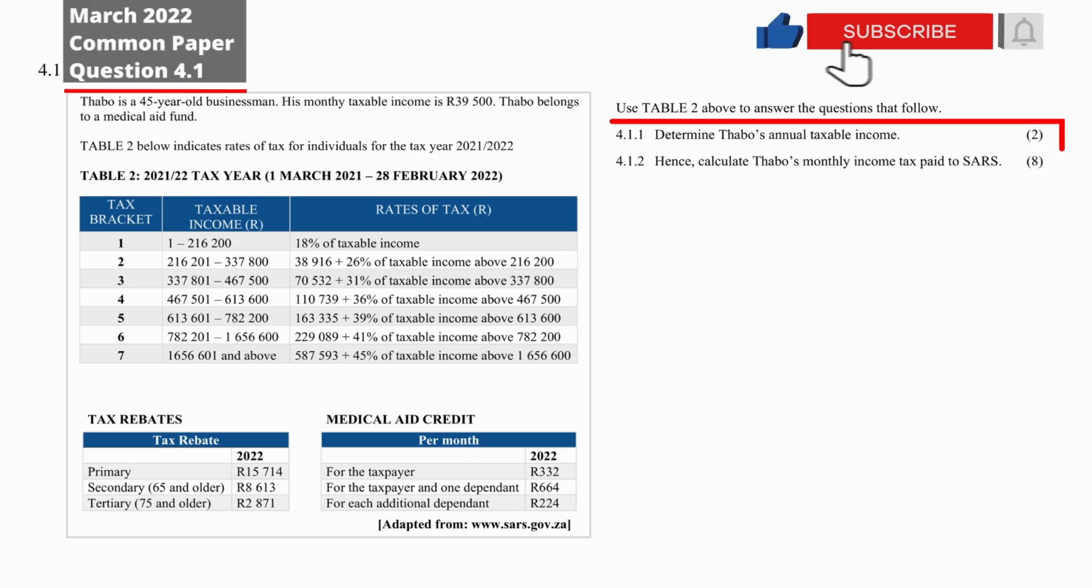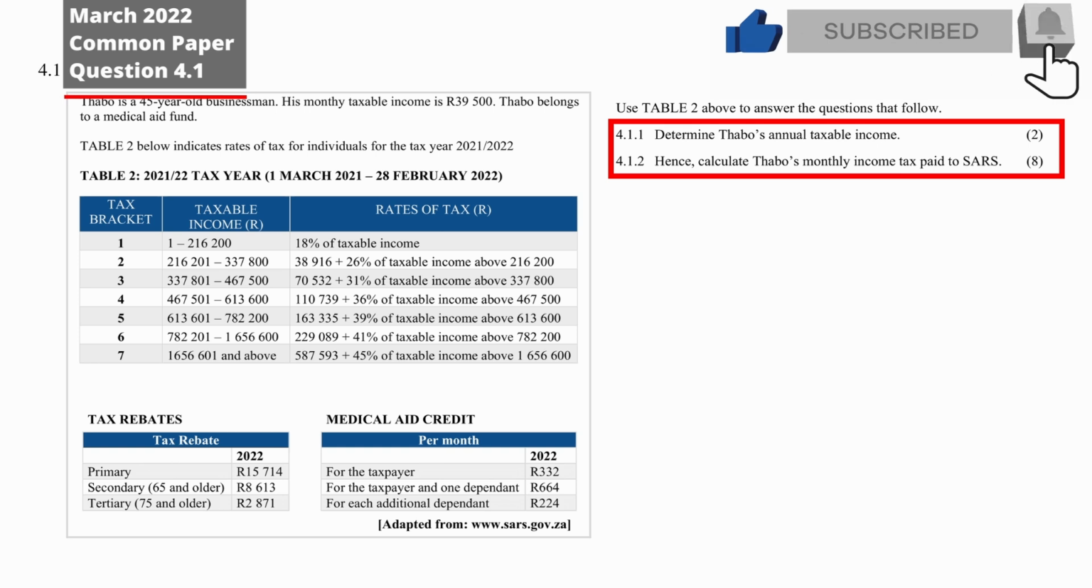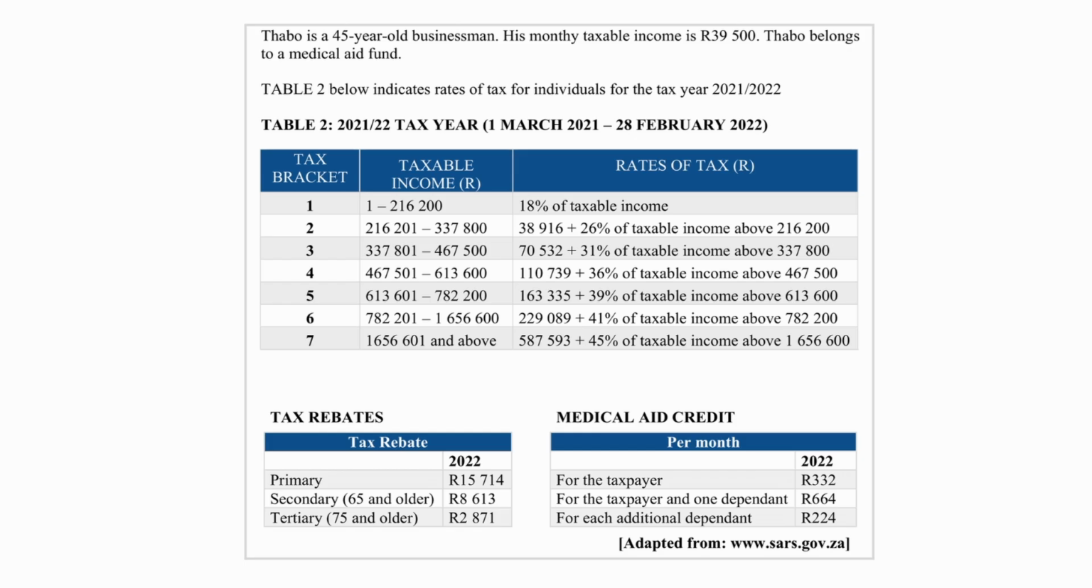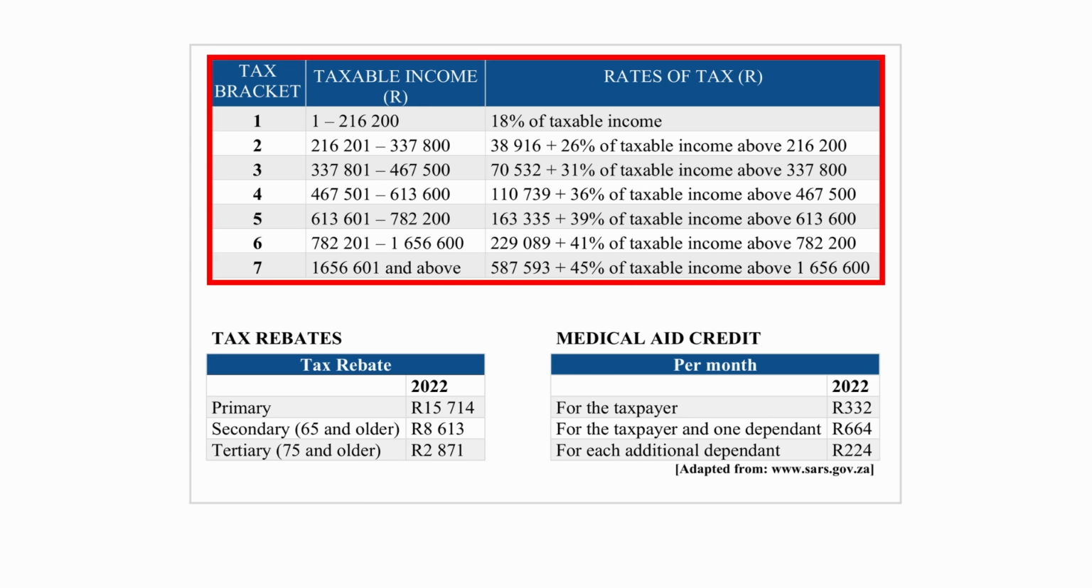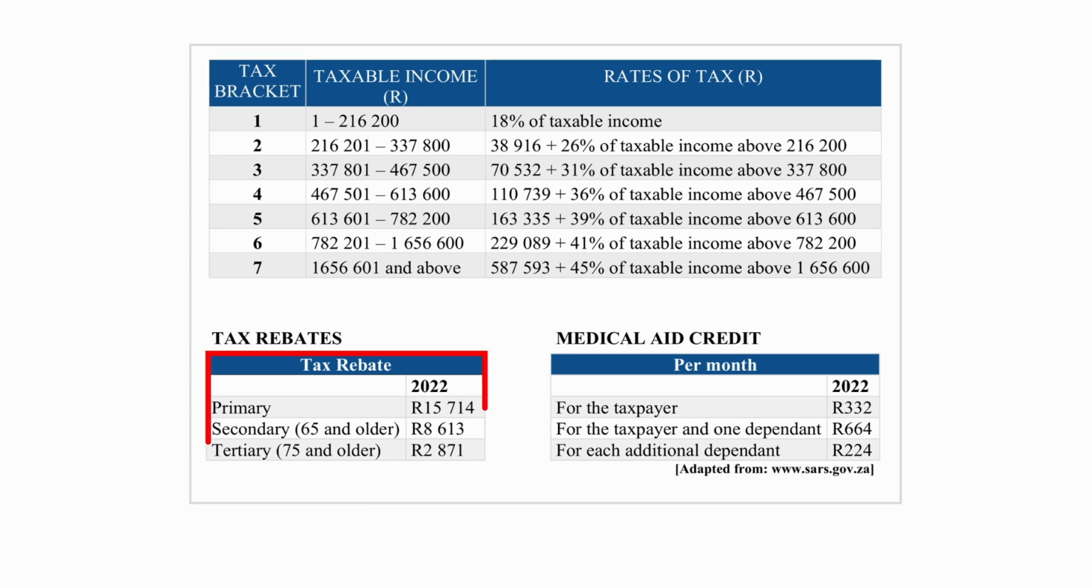Question 4.1 consists of two finance questions that were designed to assess your understanding of personal income tax. You are provided with the monthly taxable income of a 45-year-old businessman that belongs to a medical aid. You are also given an income tax table for the tax year 2021 to 2022. Below the tax table, you are given the tax rebates per year and the medical aid credit details per month.